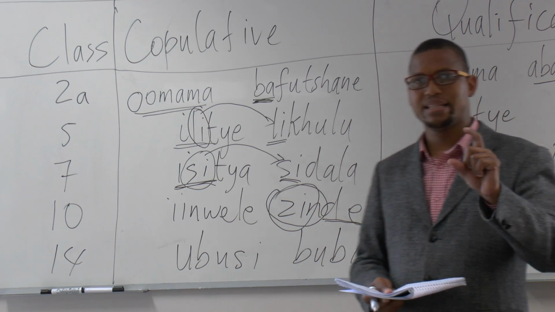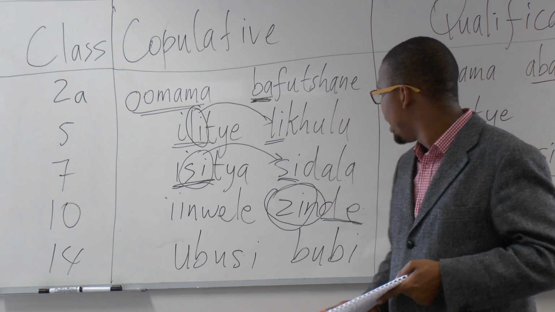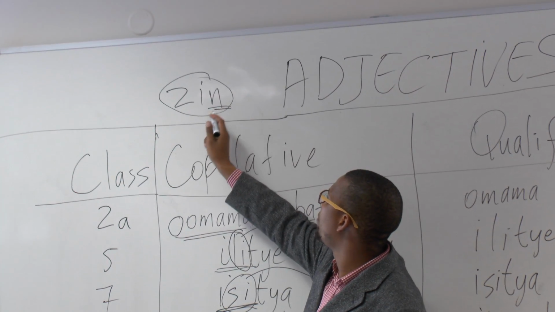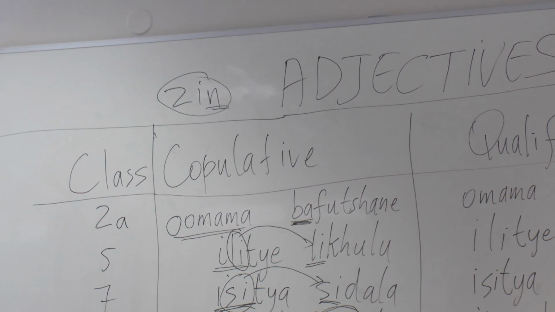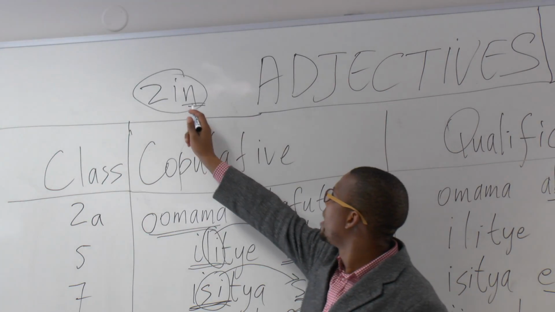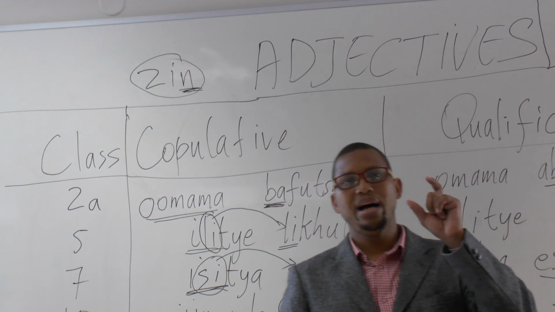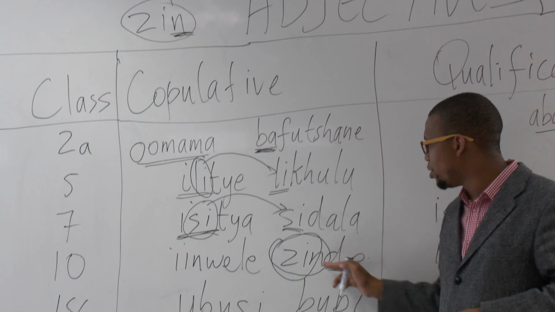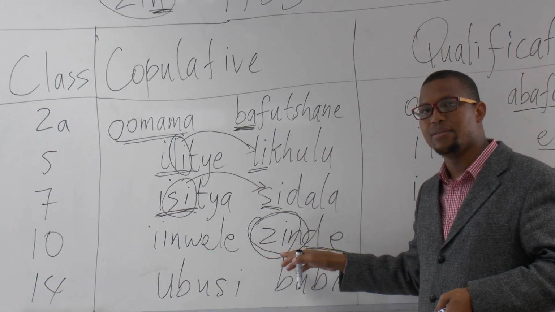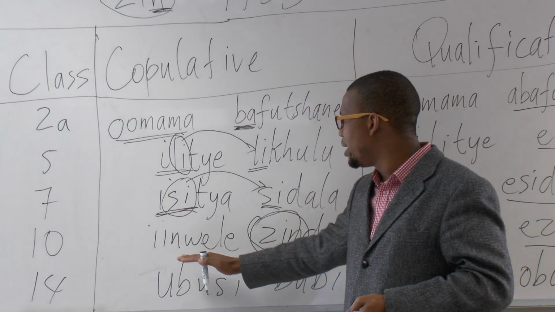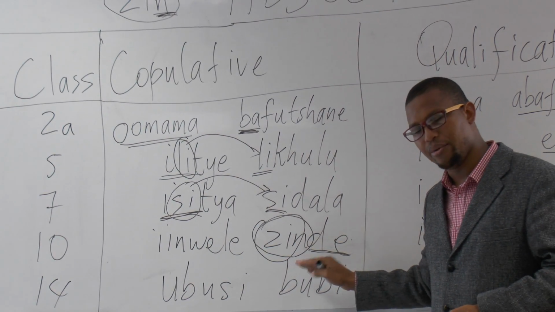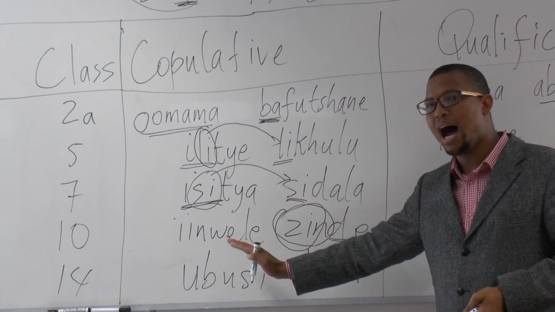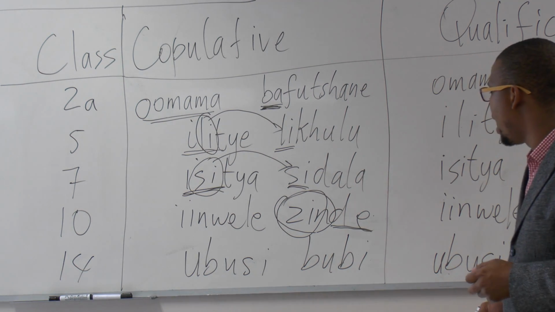Remember, in the case of class 10, there are exceptions. The exceptions result from the fact that our copulative is made up of a nasal sound. That N is a nasal sound. Remember the changes that take place when the adjective is a different one and it's influenced by the nasal sound. Let's give an example. Inwele zinde, we are fine with this one. The hair is long, or the hairs are long.